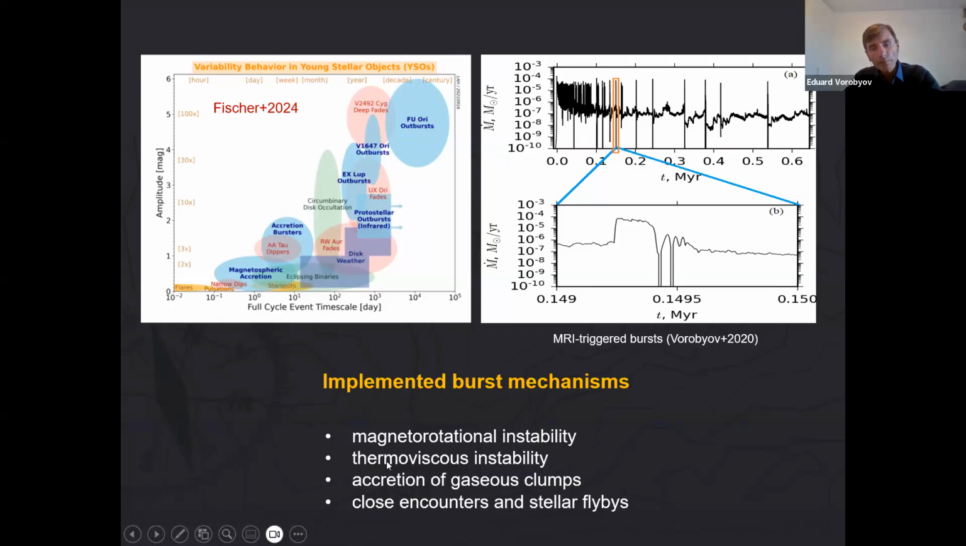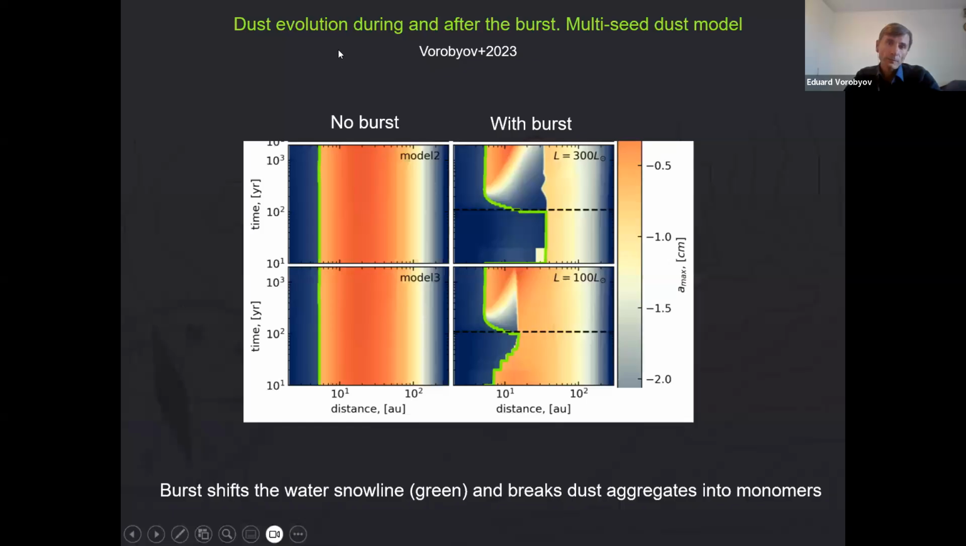You can model them using 4 different theoretical burst models. They're all implemented. And here, for example, they show the accretion rate and zoom in onto a burst. This is the sharp increase in the mass accretion rate onto the star. And a very interesting application, we can study how the snow line moves during the burst.